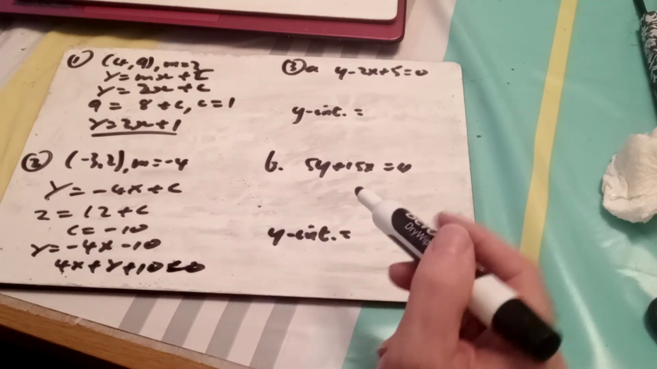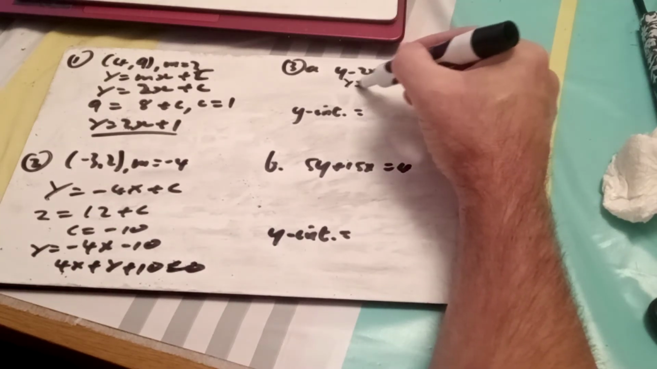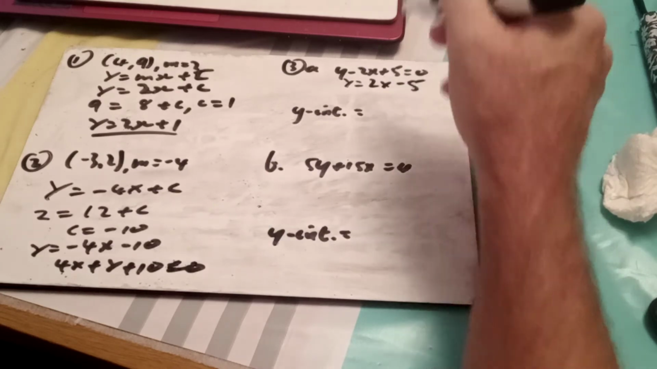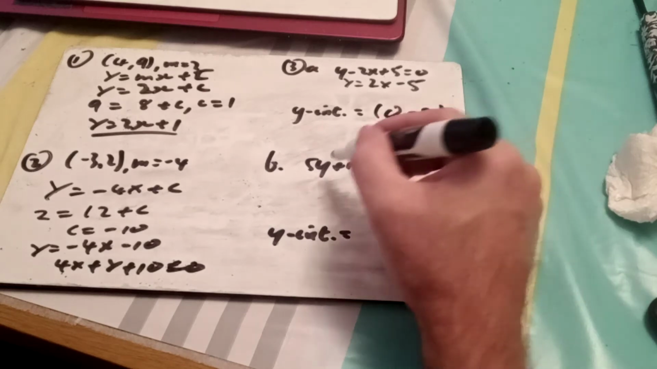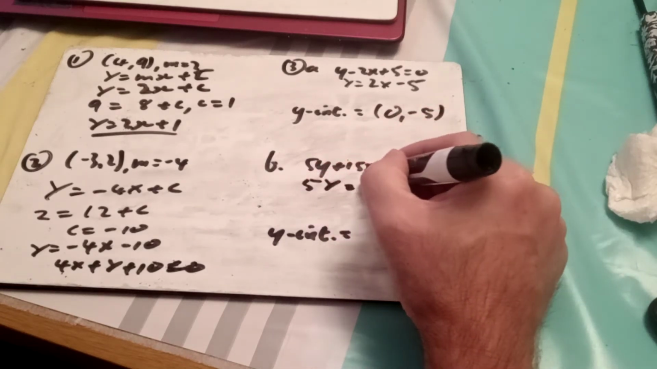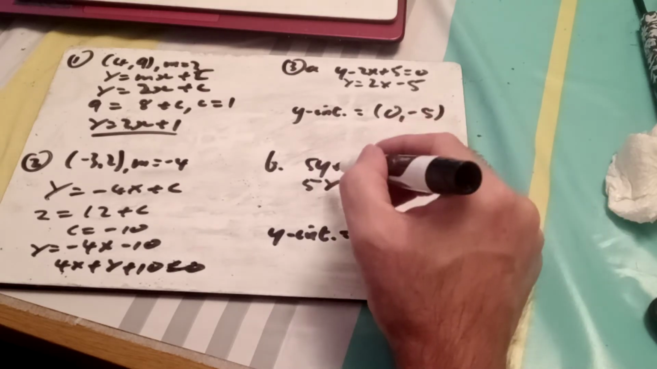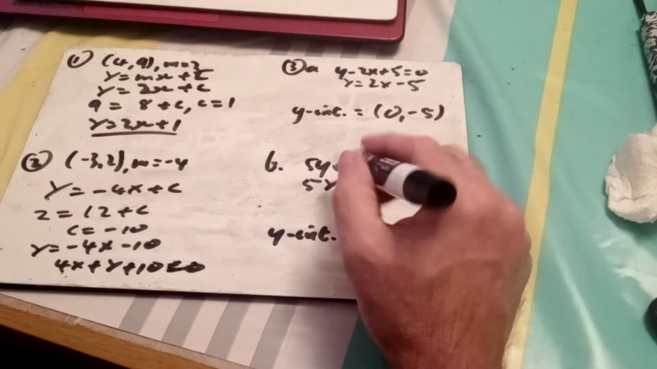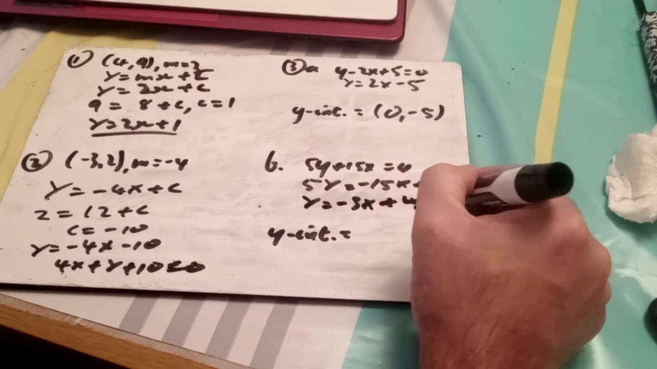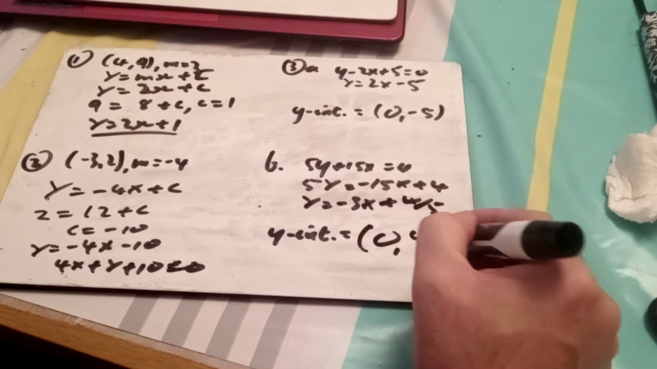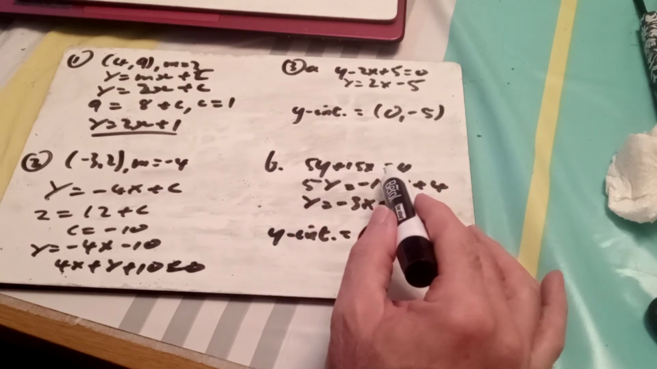Okay. Question 3 wants the y-intercept, but it's not written as y equals, so I've got to make it y equals 2x minus 5, so the y-intercept is the point 0, minus 5. Once I've written it as y equals, I can read it off. I need to go 5y equals minus 15x plus 4, because it's not moved at all, and then divide by 5, and I'm going to get 4/5 for the y-intercept. Well, just to finish off, y equals minus 3x plus 4/5. So it's 0, 4/5.